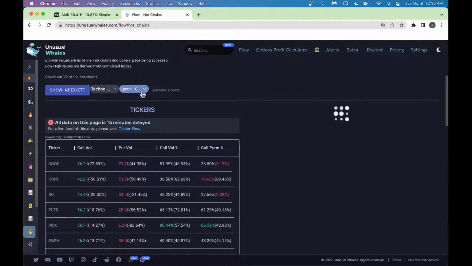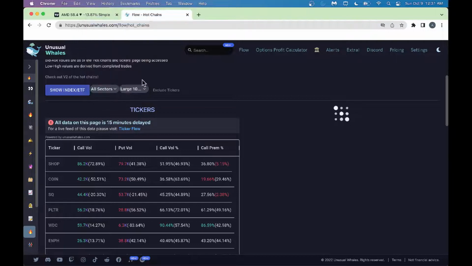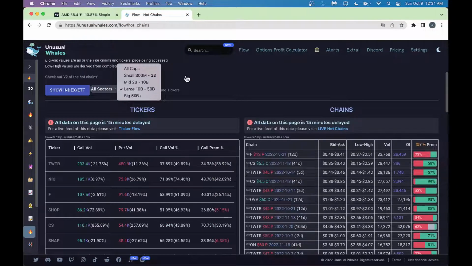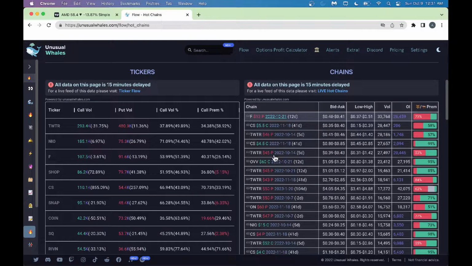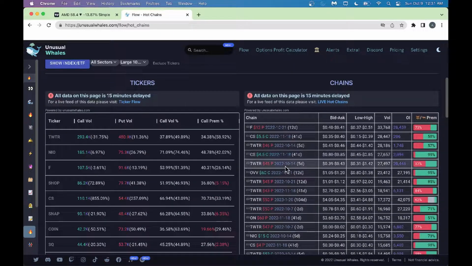and go from there. Let's go back to the normal view here. Let's say all sectors, and there you go. We got all sectors right now. Look, these are the hot chains here. If you want to trade an option here, just go by these hot chains here. Most probably these are the very active ones here, and you could as usual look at the chart.